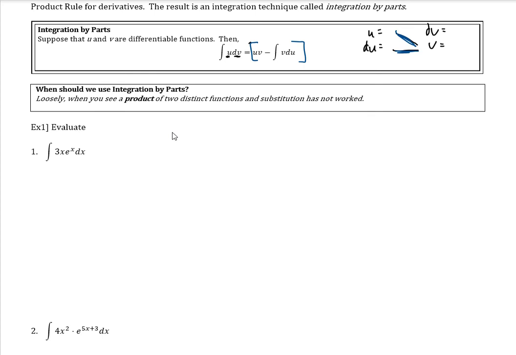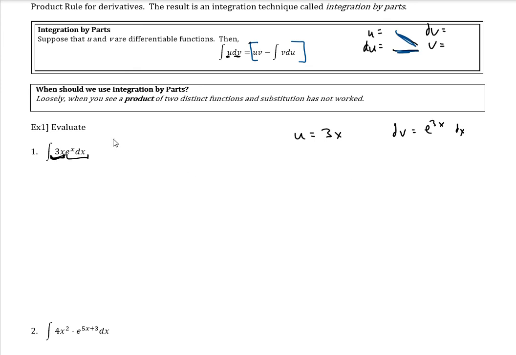When we choose our u and our dv, it all just depends on the scenario. But often it's a good idea to choose the 3x as your u, the algebraic one. So we're going to set u equal to 3x. And then dv is the other portion. This whole thing is dv. So we'll set that up right here: dv equals e to the 3x, and then dx is still attached.